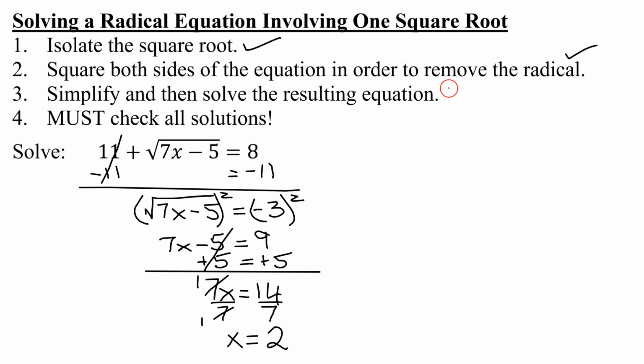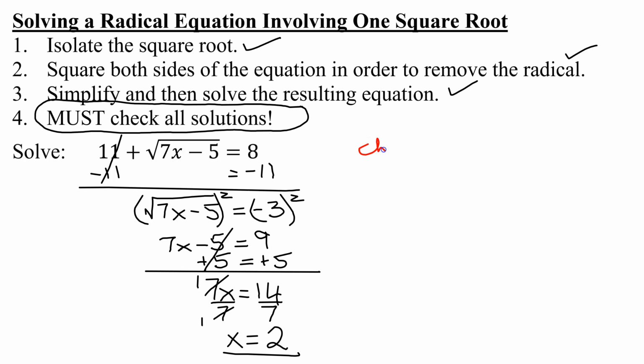So that's step 3. But notice step 4 isn't you can check your answer if you feel like it, is you must check for extraneous solutions. That means I take my solution and put it in the original equation. So let's check my solution.